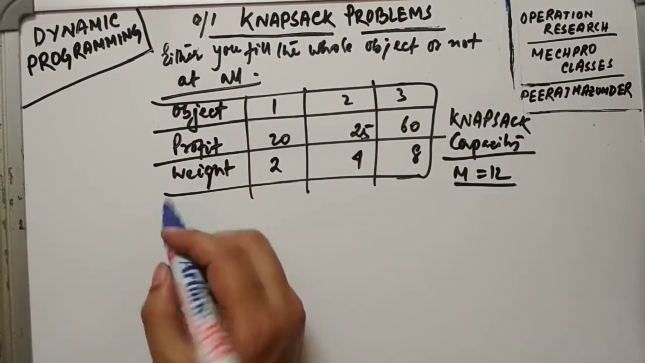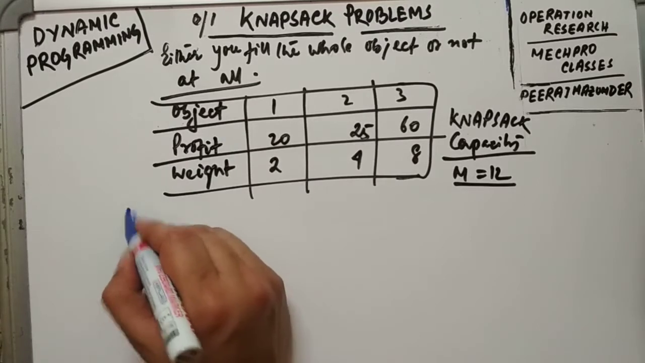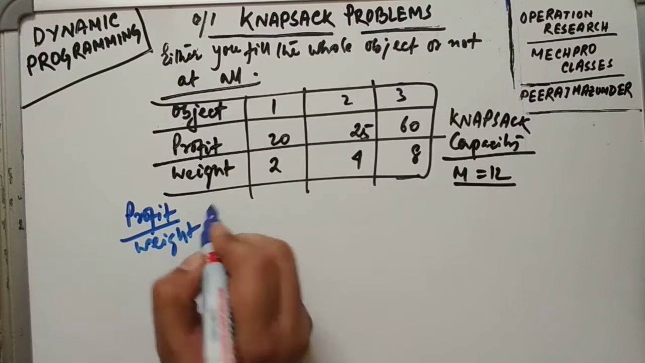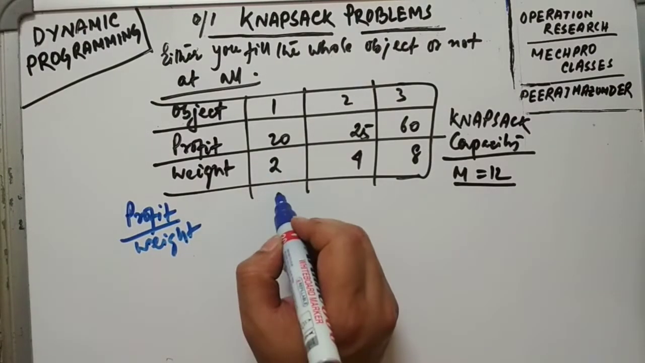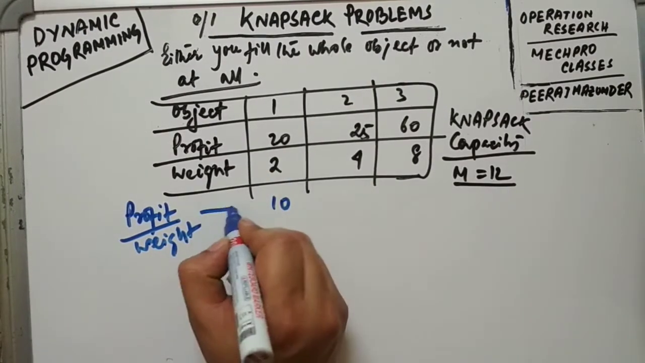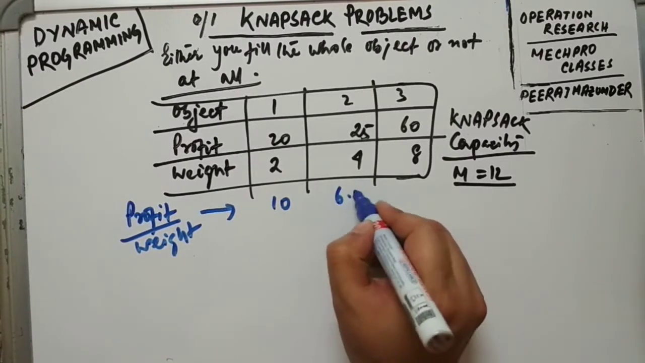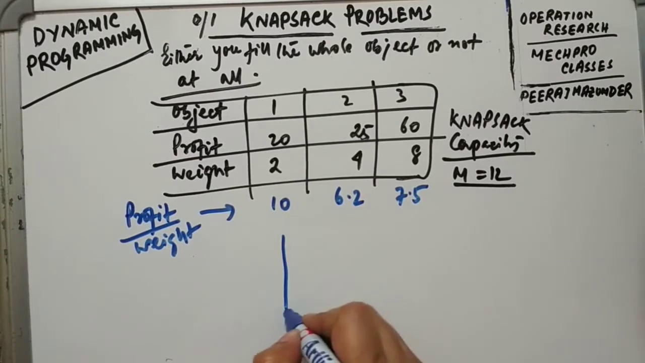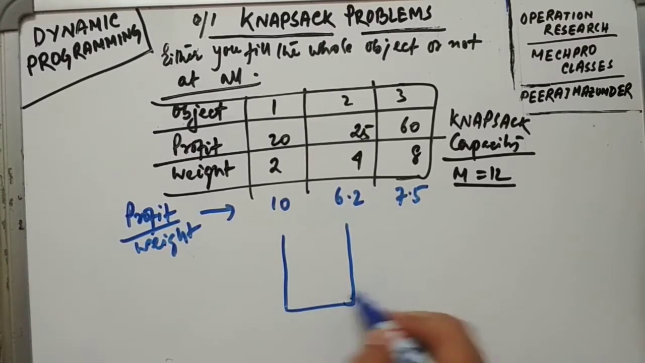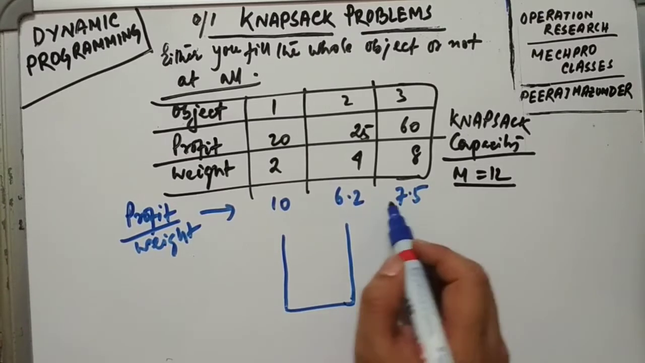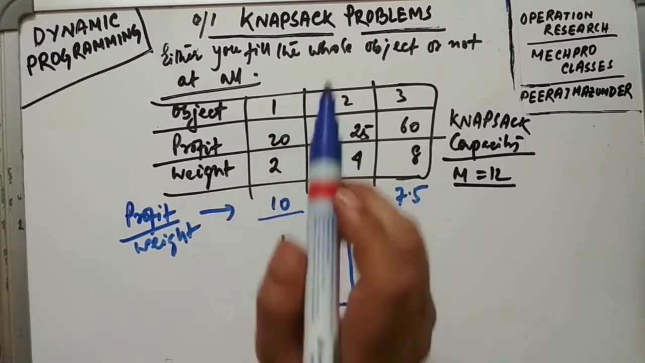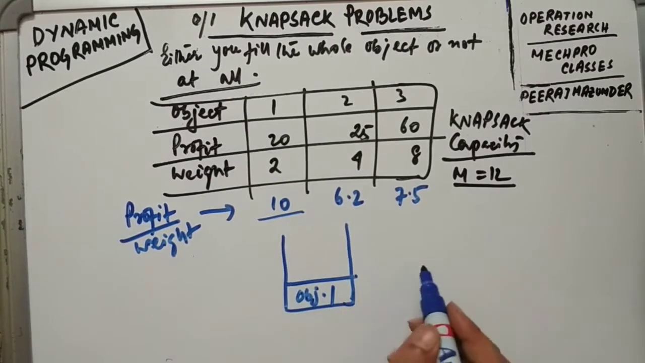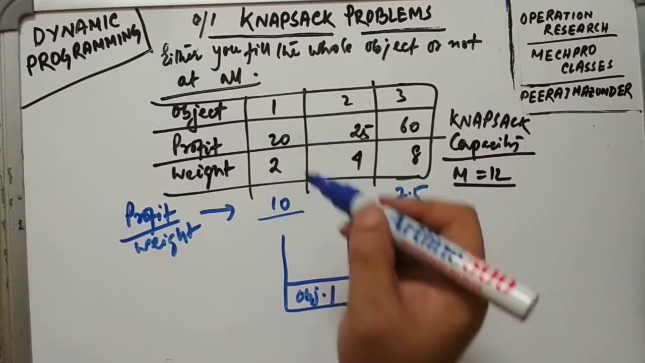Say let us find the profit by weight ratio. For this one we are having 10, this one we are having 6.2, and this one we are having 7.5. Now we have this knapsack. The maximum value is this one, corresponding object is 1. So we'll fill this with object 1 first.